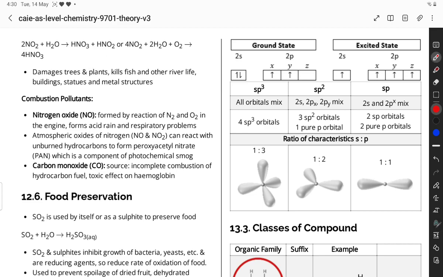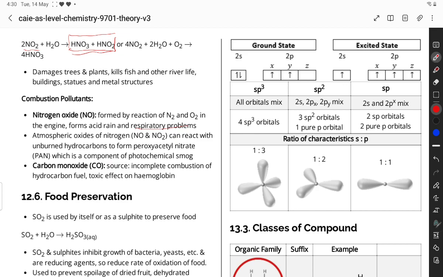Nitrogen dioxide reacts with water to form 2 types of acids, nitric acid and nitrous acid. And this is the reaction 4NO2. This is another, you can write it down like this. Acid rain damages trees, plants, kills fish and other river life, buildings, statues and metal structures. Combustion pollutants: nitrogen monoxide formed by the reaction of nitrogen and oxygen in the engines forms acid rain and respiratory problems. Photochemical smog is also formed.